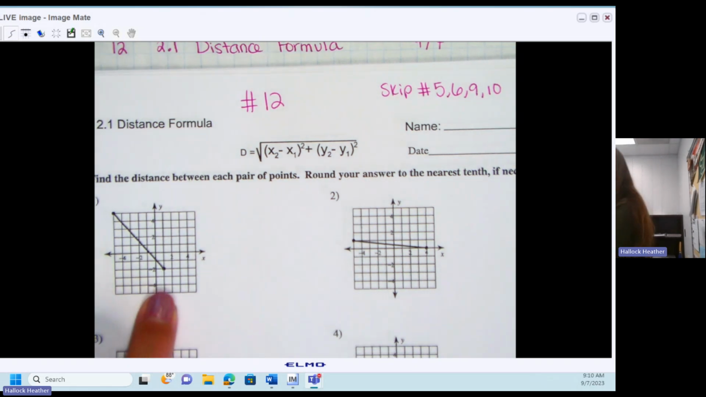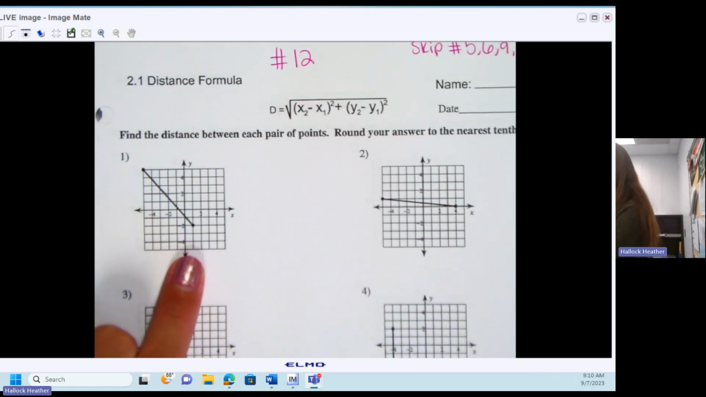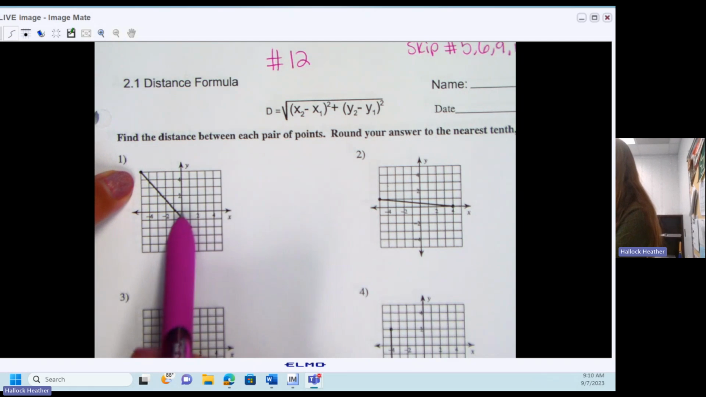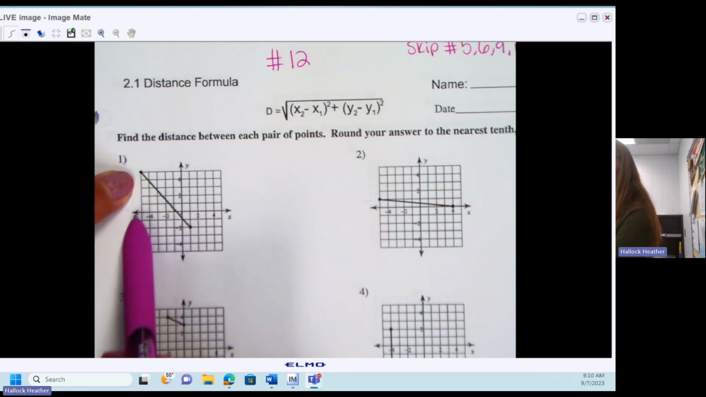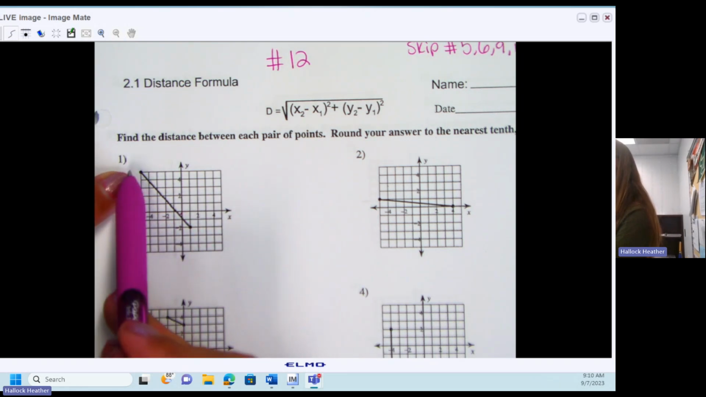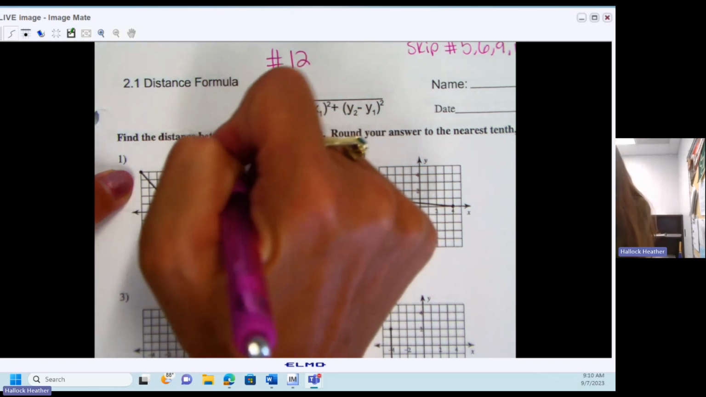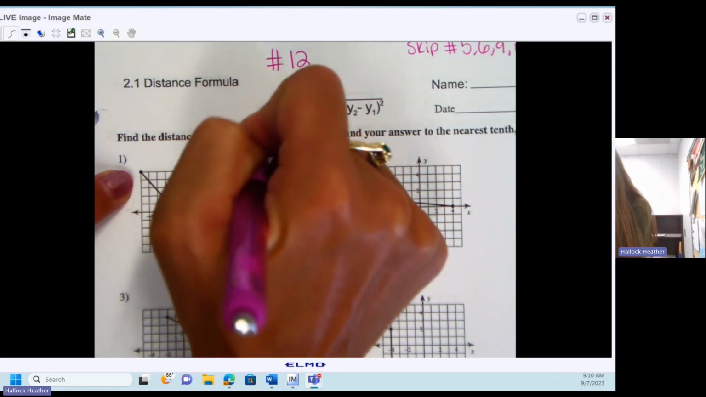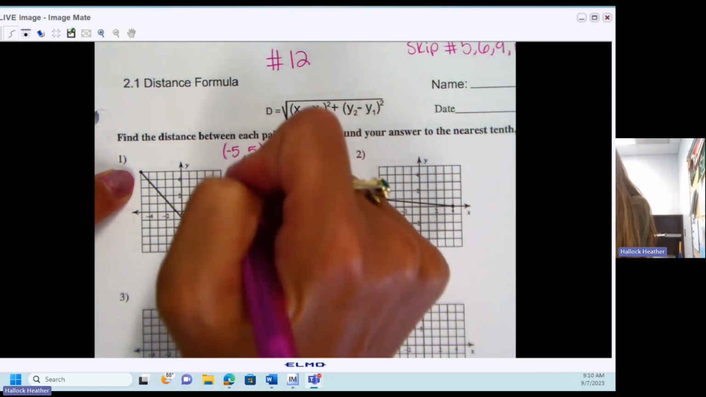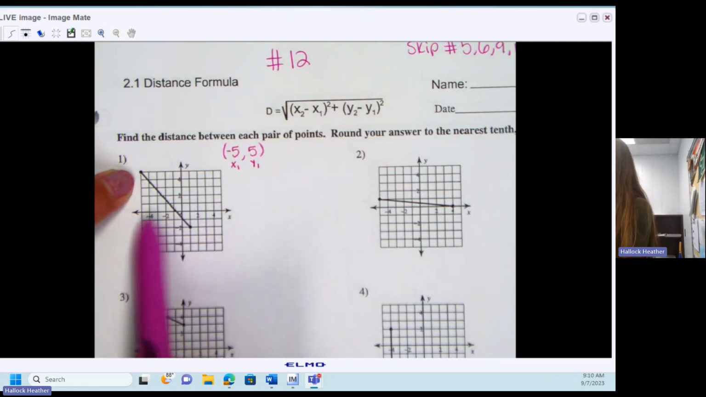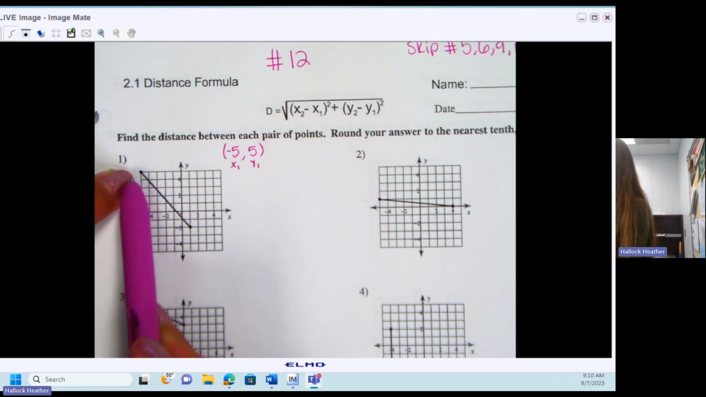So for number 1, I have to write out the coordinate points first. If I start at 0, 0, and I'm going to the left 5, and then I'm going up 5, what is that coordinate point? Negative 5, positive 5. And I'm going to call that x1 and y1 because it's my first coordinate point. I went to the left, so it's negative. I went up, so it's positive.